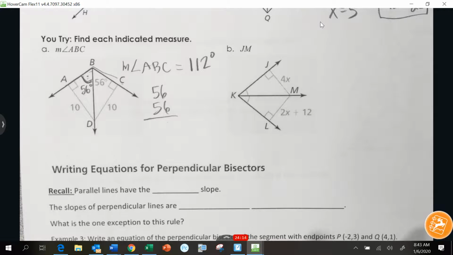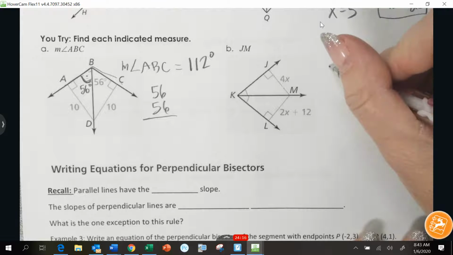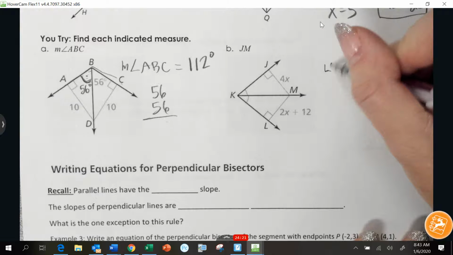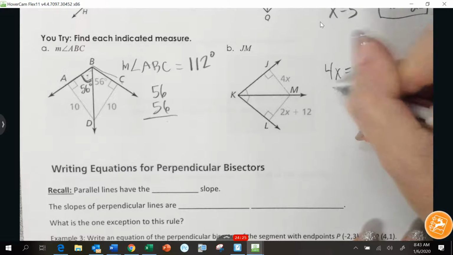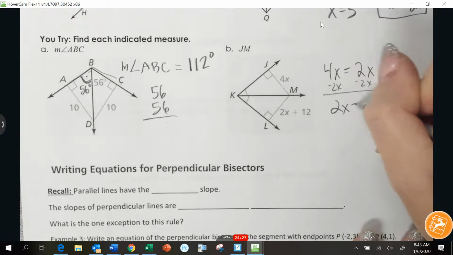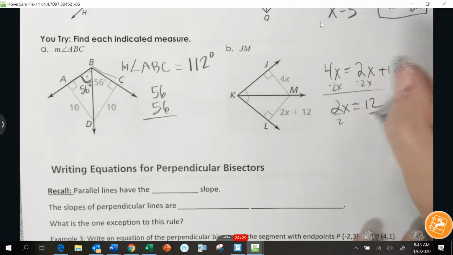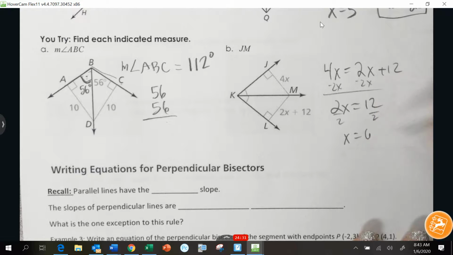All right, and then JM. David, how am I going to set up this one? Tell me what to write down. 4x equals 2x plus 12. Okay. Subtract 2x from both sides. Divide by 2. Then plug back in. What'd you get, David? Good.